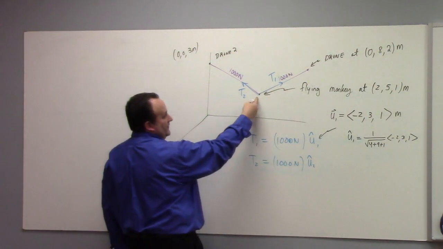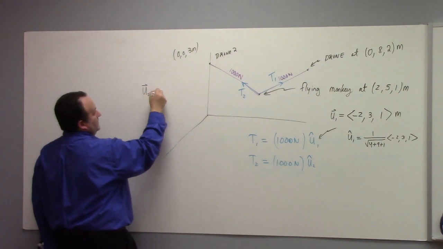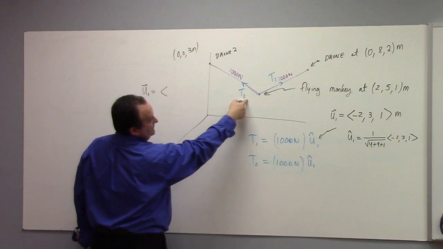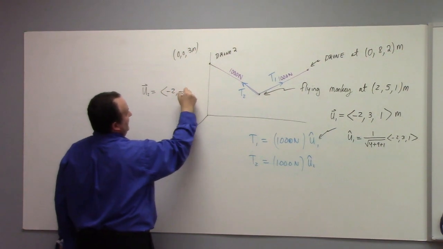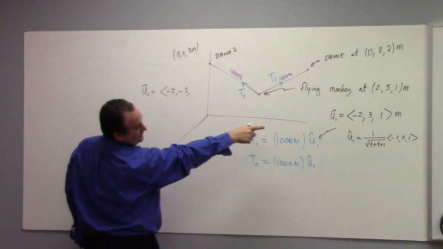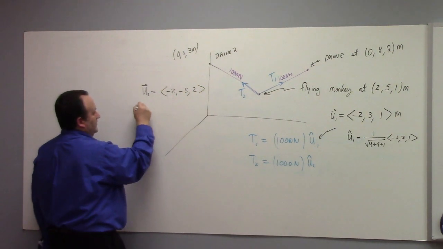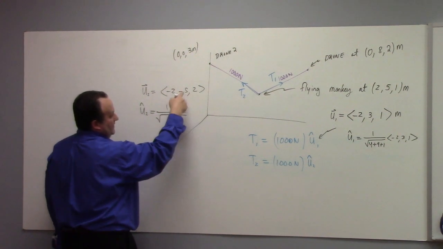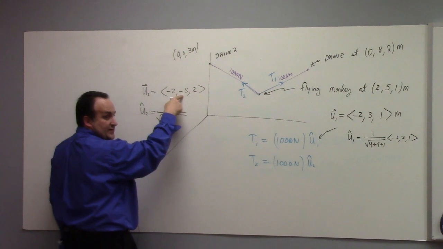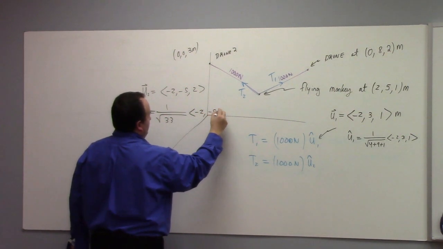And you can do the same thing over here. You just take, to find u2, you do this minus that, which is, in this case, minus 2, minus 5, 3, minus 1 is 2, yeah? So u2 hat would be 1 over the square root of what? 4 plus 4 is 8, plus 25 is 33. And so there you go. There's the unit vector that points in the direction of 2.